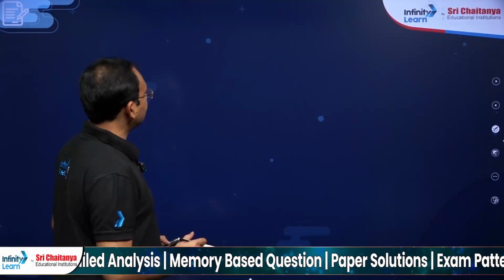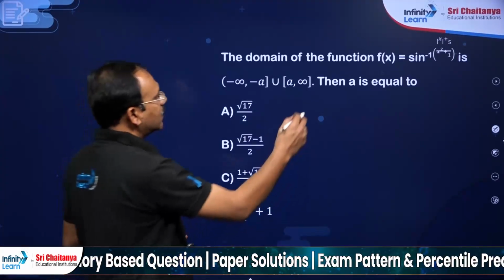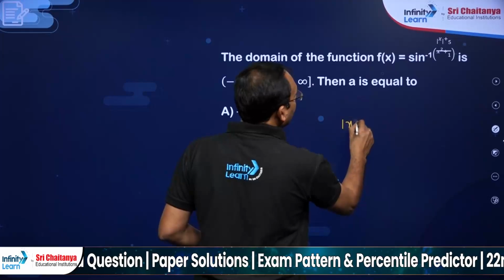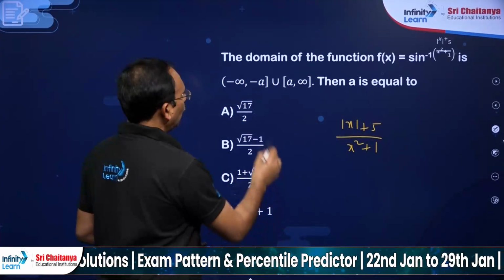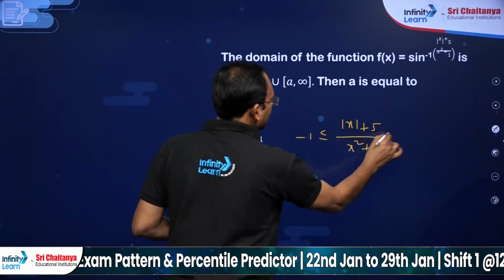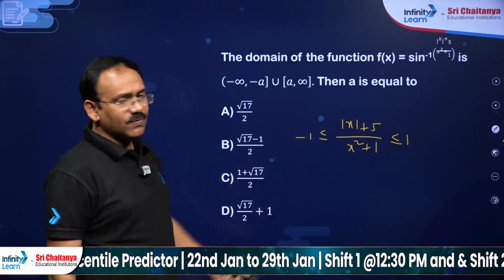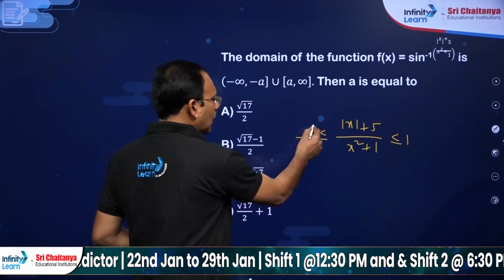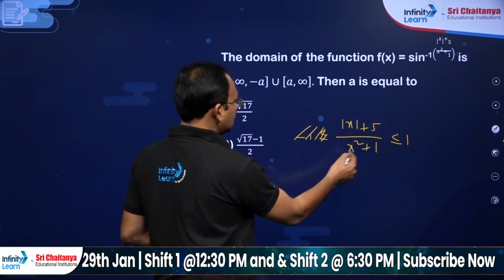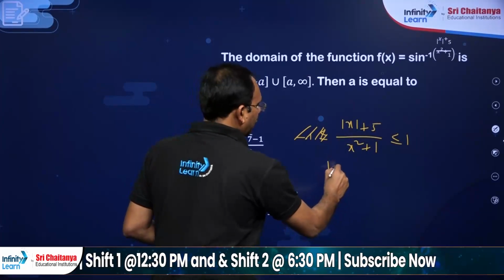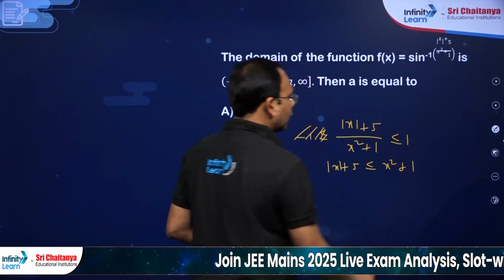Okay, the next, again you see the domain of the function f of x, what is given? Sine inverse of mod x plus 5 by x square plus 1. So only this is the function given. This must be between minus 1 to 1. Interestingly, mod x plus 5 by x square plus 1 can never be negative. So you no need to apply this part. This is anyhow greater than this, and if you could satisfy this, this is enough, and x square plus 1 is positive. So you can multiply here mod x plus 5 less than or equal to x square plus 1.